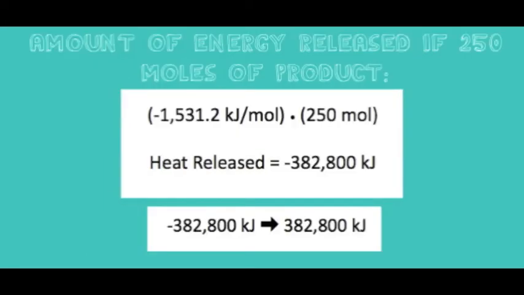Next, we will find the amount of energy that is released by our total reaction if approximately 250 moles of product is created. We can do this by simply multiplying the enthalpy of our reaction by 250, and we will end up with negative 382,800 kilojoules per mole.